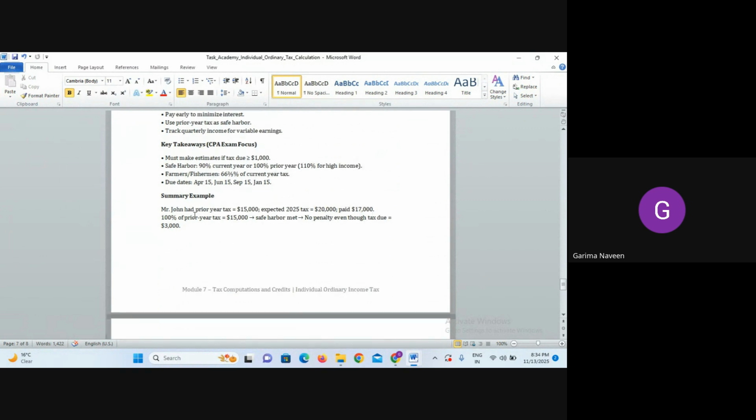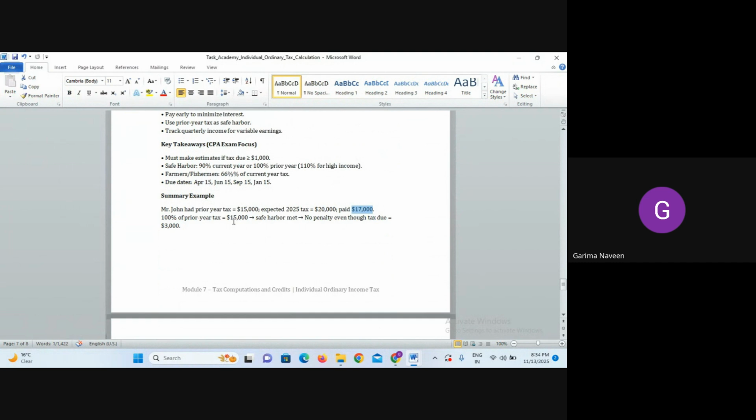So, an example is given. Mr. John had a prior year tax liability of $15,000, and the current year is $20,000, and he has paid $17,000. So if we calculate 100% of prior year and 90% of current year, which is the lower amount? This is $15,000, since $17,000 is more than $15,000.